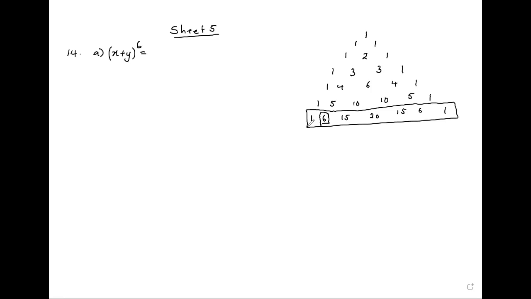So we have x to the power 6 plus 6 multiplied by x power 5 y plus 15 multiplied by x power 4 y squared plus 20 multiplied by x power 3 y cubed plus 15 x power 2 y to the 4 plus 6 x y to the 5 plus y to the 6.